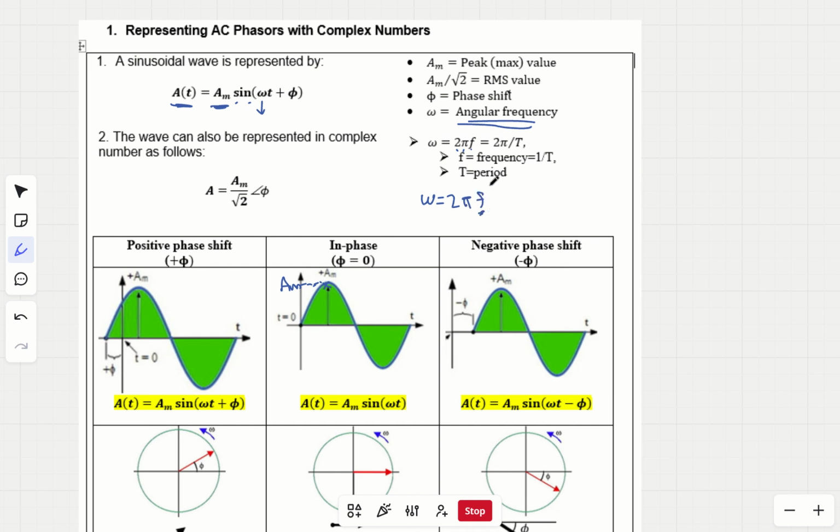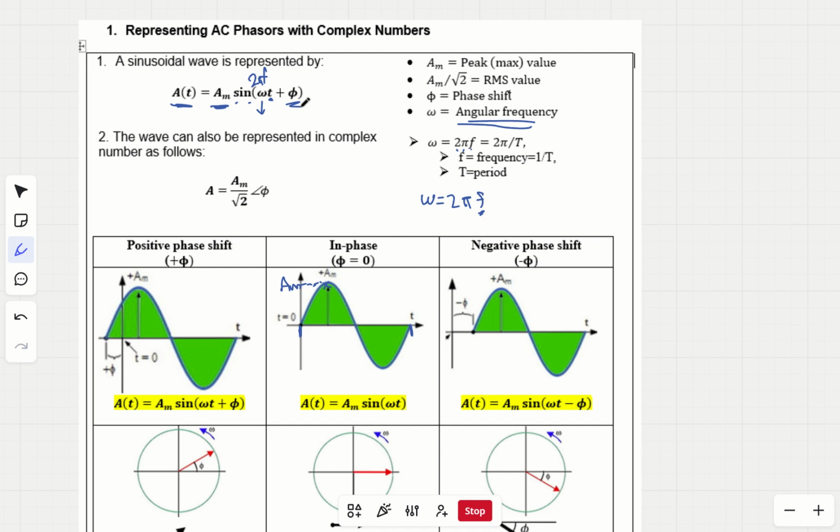How to get the normal frequency? The frequency is just 1 over the period. Period is the time from here to here to complete one cycle. So if you take the time from here to here, this is one period. Then we take the inverse of the period, 1 over the period, we get the frequency, and then multiply by 2π, we get the omega. So this is just 2πf. Then you multiply by t.